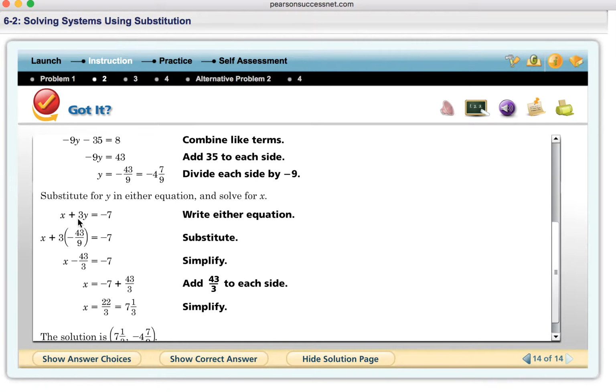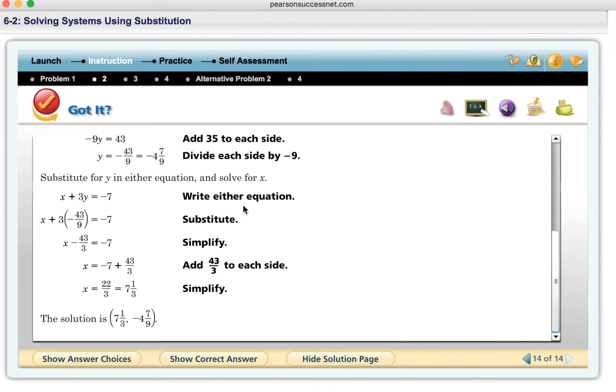It doesn't matter which one we plugged it into, but here we go. x plus 3y, replacing the y with -43 over 9. Distribute the 3 times that, so we're going to get -43 over 3, because the 3 and the 9 cross cancel out. And then we can add 43 over 3 to both sides. You have to come up with a common denominator for this. I don't intend to ever give you one this complicated. I'm more concerned with the process and not your work with fractions and decimals. When you solve that, you're going to get 22 over 3, which is 7 1/3.